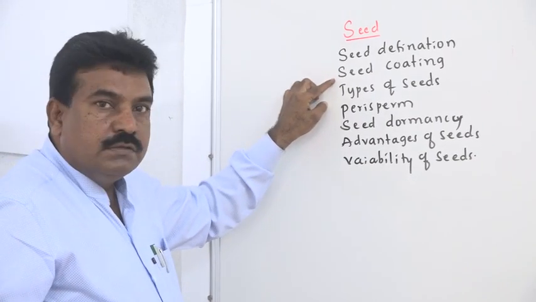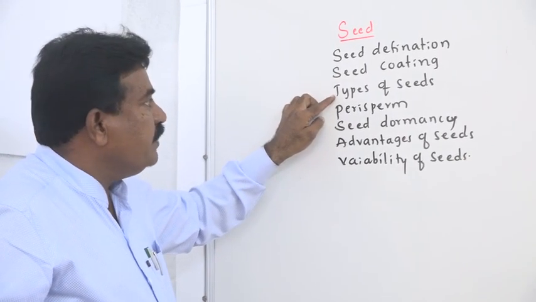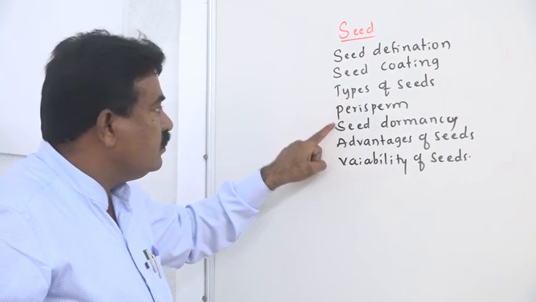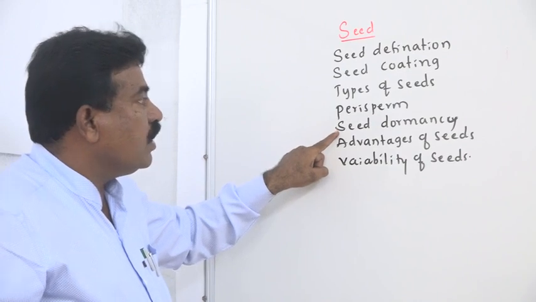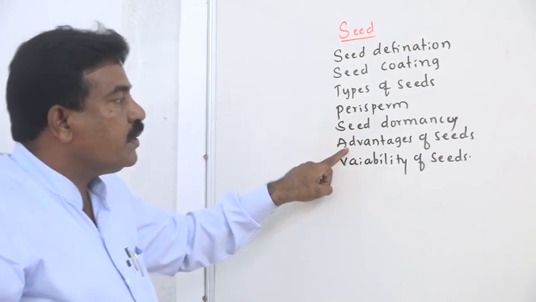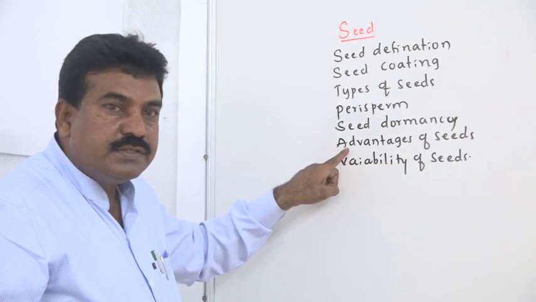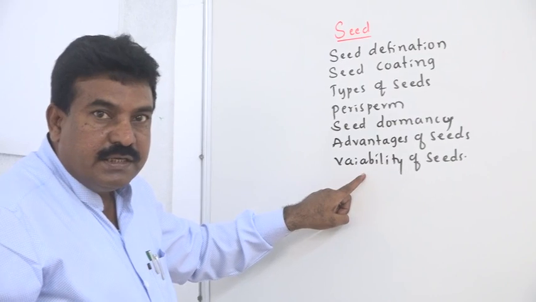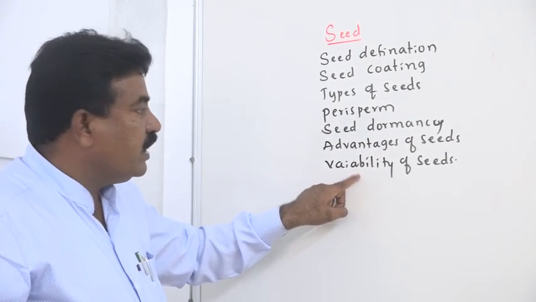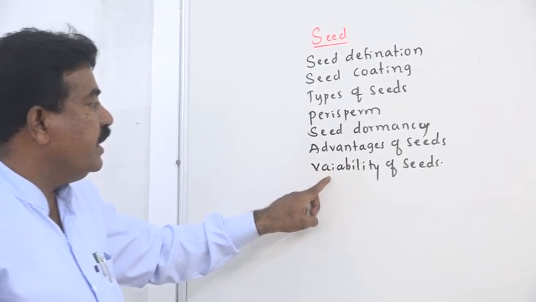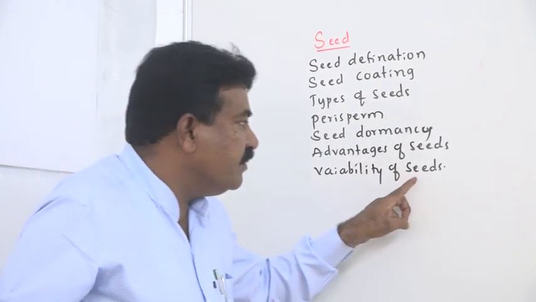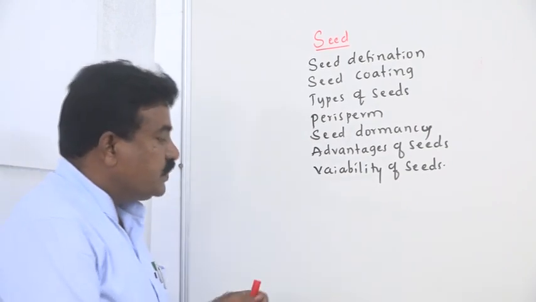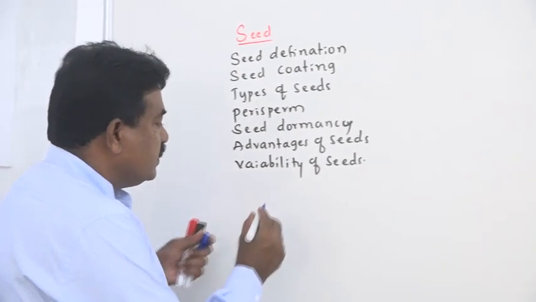Definition of seed, seed coating, types of seeds, what do you mean by perisperm, what is seed dormancy, the importance of seed, advantages of seed, then viability of seed. Ability of germination we call viability. The period of seed germination we call viability of seed. First we consider the seed.